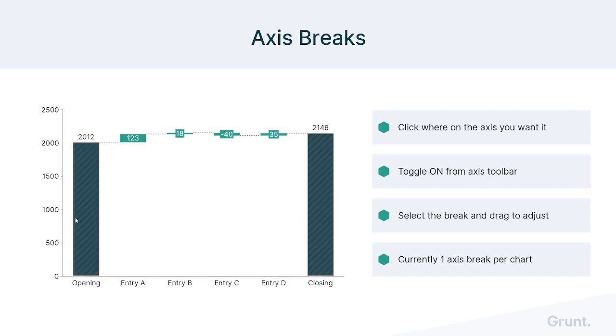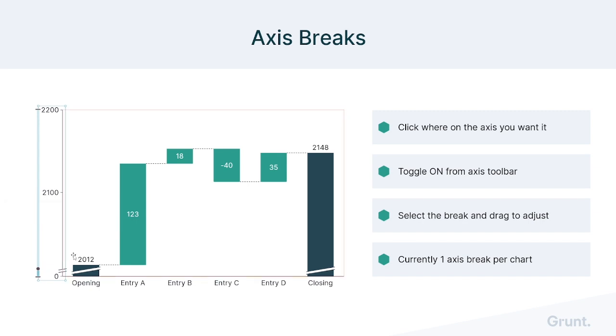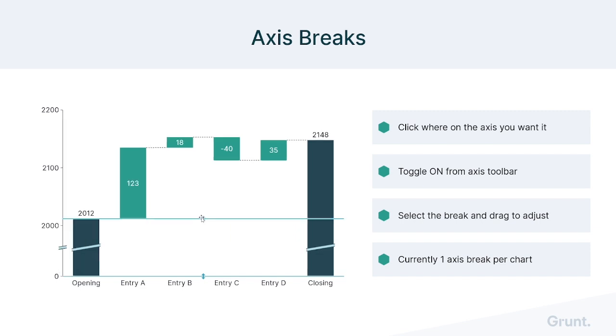So to get started, just click on the axis where you want the axis break. From the axis toolbar, you can toggle the axis break on. Once the axis break is inserted, you can click directly on it and drag to adjust the height. And it's as simple as that.